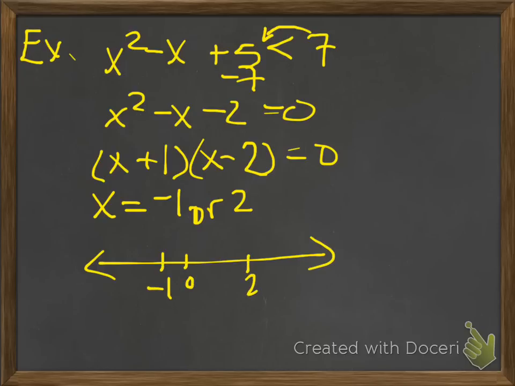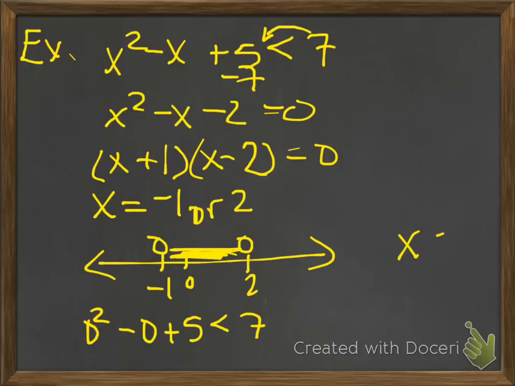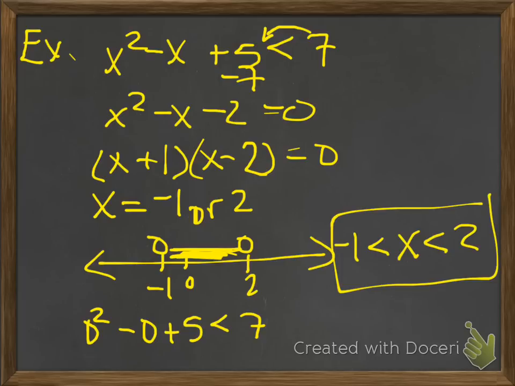0 falls in between. Any number would work as long as it's in between. Okay, so I'm testing 0 because that's pretty easy. 0 squared minus gives me 5 less than 7, which is true. Since 5 is less than 7, I'm going to keep going with that and say shade in between. Thus, since I'm shading in between, my x is in between, and that's how I would write it. Negative 1 is less than x, which is less than 2.